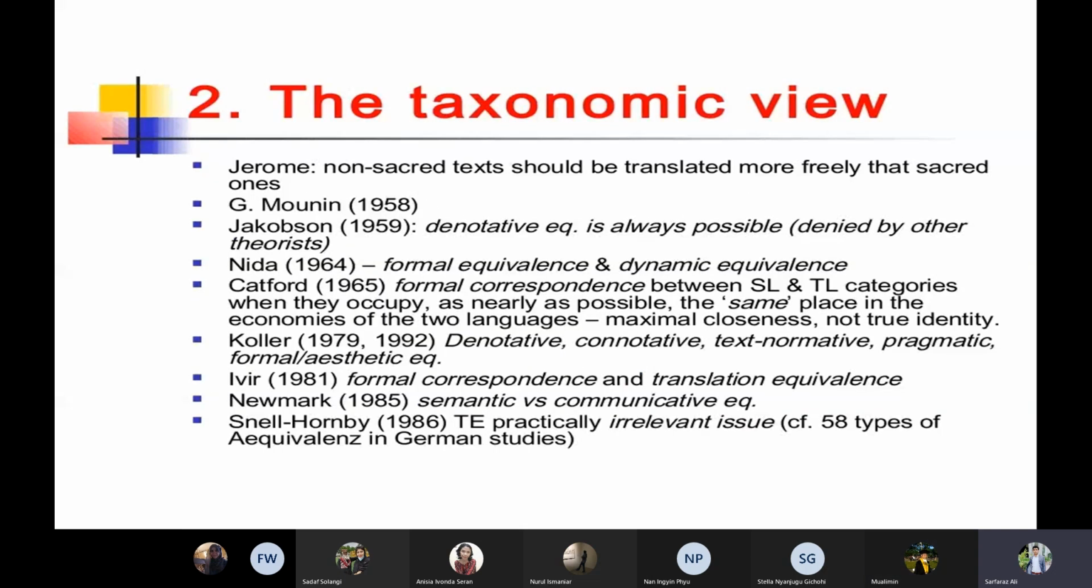And secondly, the taxonomic view is presented by many scholars, but all of them give different views about it. But as John says, non-secret texts will be translated more freely than secret ones. Sometimes with such texts we feel fear, or we cannot translate them or present the same concept. So this is what we should keep in mind while translating. These are the different definitions of the taxonomic view by different scholars.